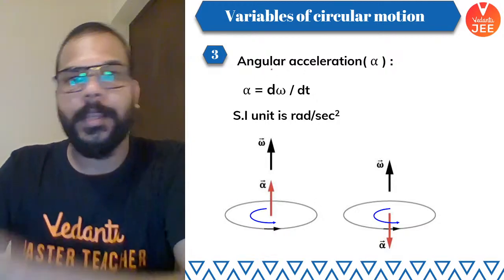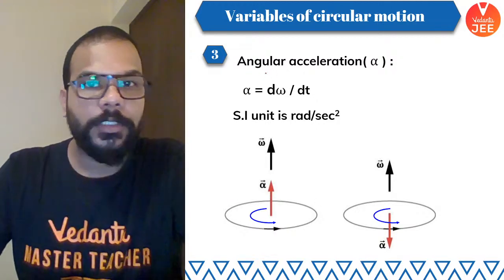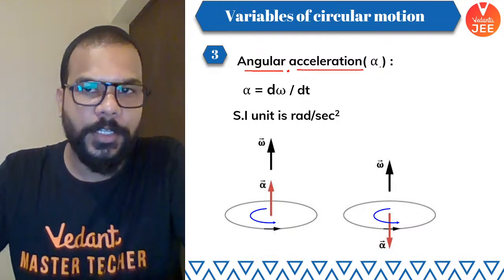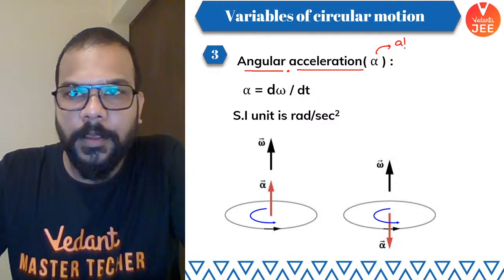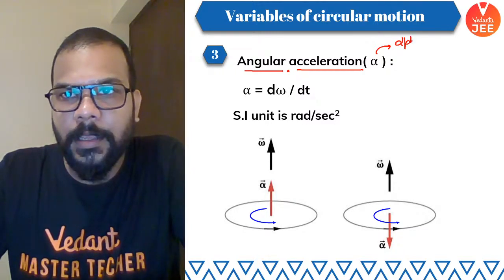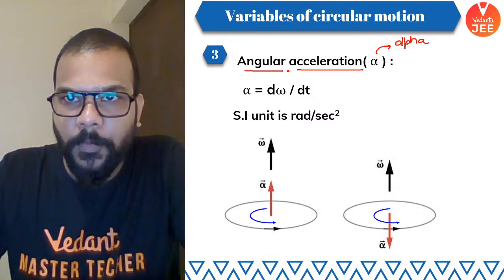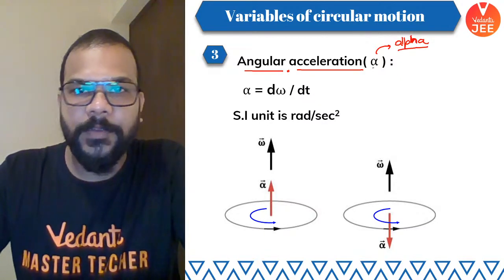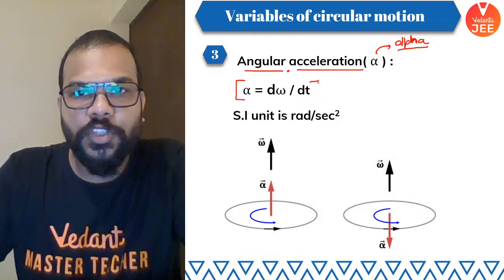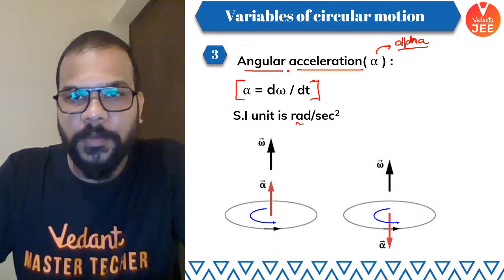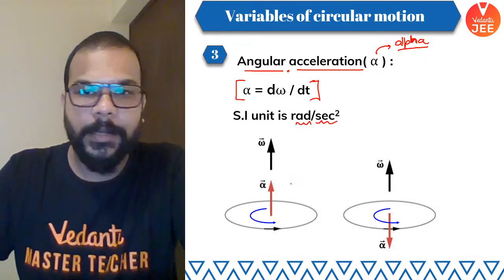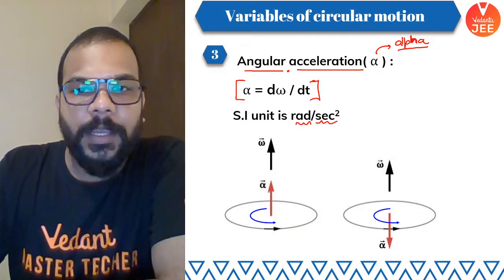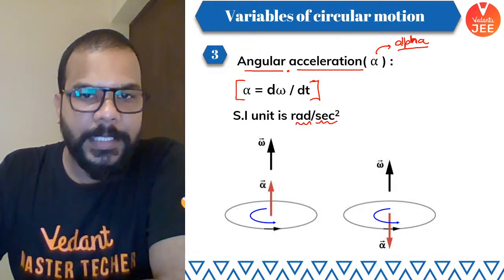Now after angular displacement and angular velocity, how about the rate at which angular velocity is changing? This will be denoted as alpha. Angular acceleration is defined as the rate at which your angular velocity is changing. Units will be radians per second square. Now the important part is that the direction of alpha and omega will not always be the same.